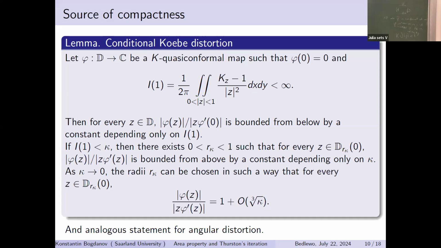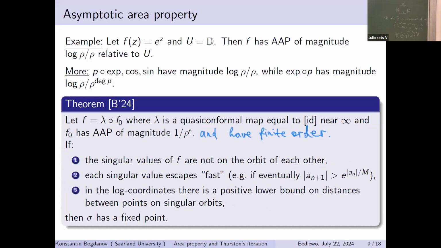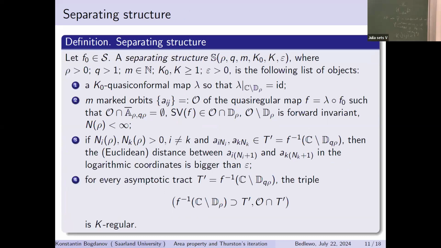Okay, and there is an analogous statement for the angular distortion, so that the angles also do not change much if you have some uniform bound on the values of this integral given by some kappa. Okay, so let me talk a little bit about the more general result, from which in particular this theorem would follow.